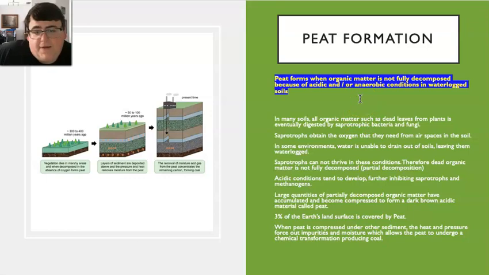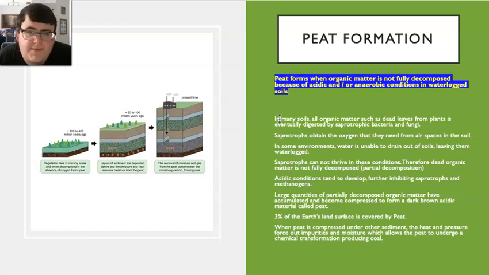Now, peat forms when organic matter is not fully decomposed, so it's partial decomposition, and it's because of the acidic or anaerobic conditions in those waterlogged soils that we talked about previously. In most of the soils that we have in the environment, organic matter such as dead leaves from plants will eventually be digested by saprotrophic bacteria and fungi. Now, if we go back to our saprotrophs that we talked about in our first PowerPoint, saprotrophs obtain the oxygen they need from air spaces in the soil.